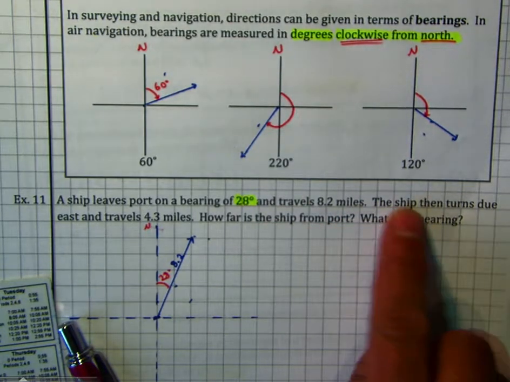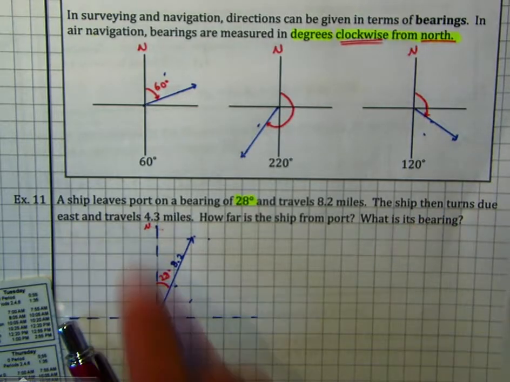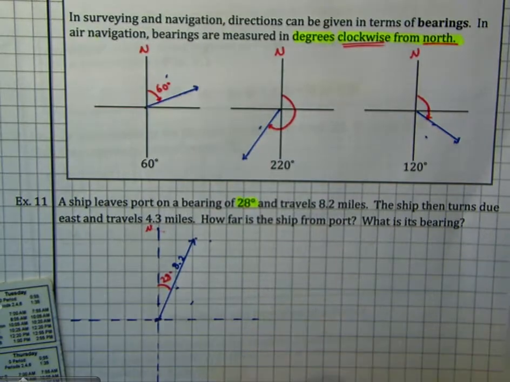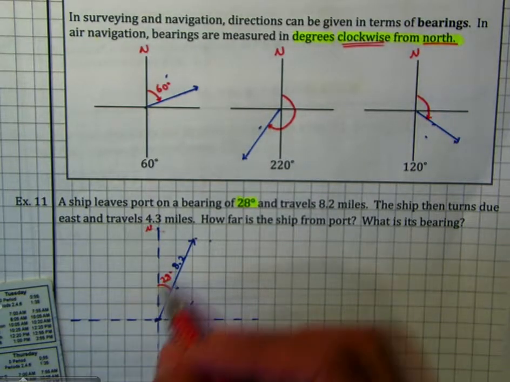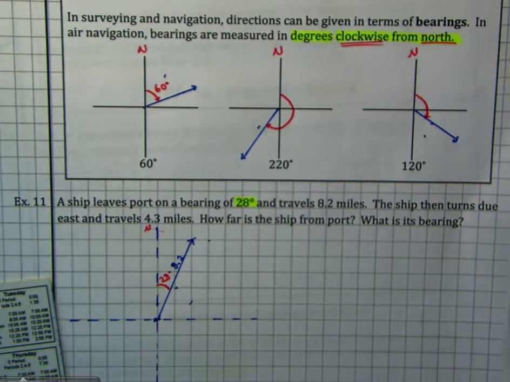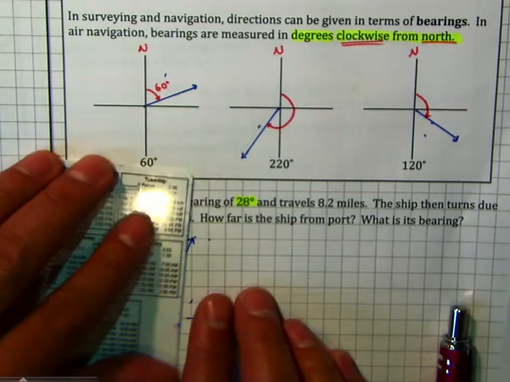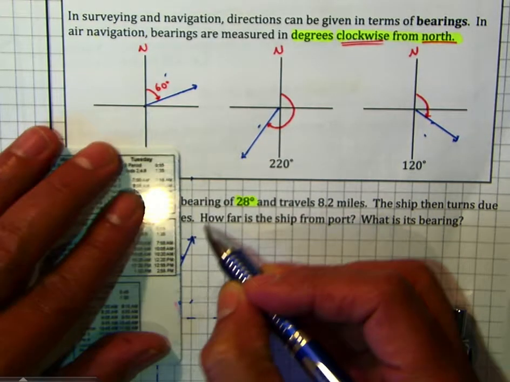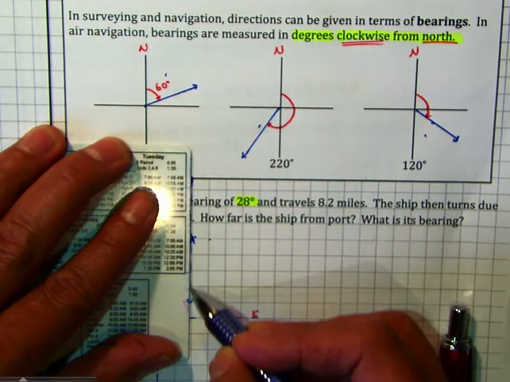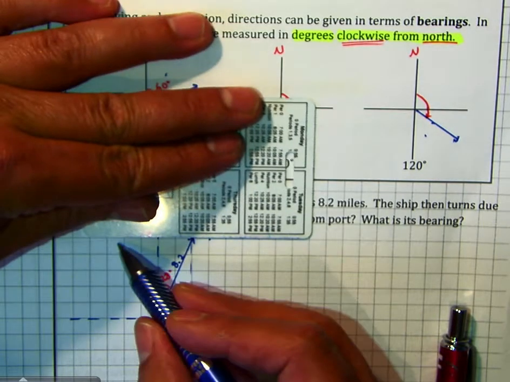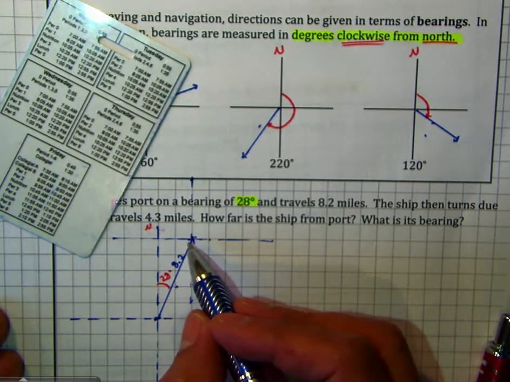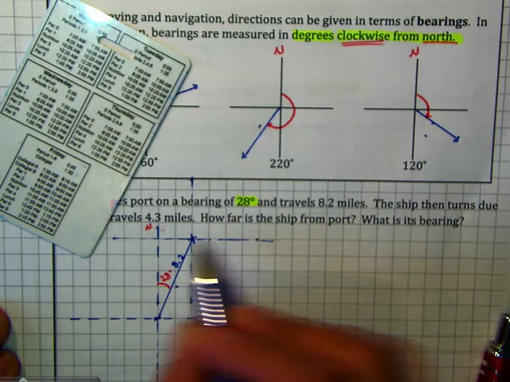Then the ship is going to turn due east. So never eat soggy waffles. So this is east. But that's going to go from here. So from here, I'm going to place a new X and Y axis. That'll be from the new location. And it's going to go towards the east, so it's going to go towards the right. It's going to go 4.3 miles.